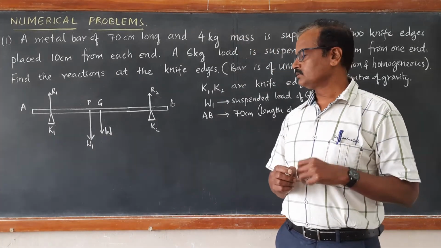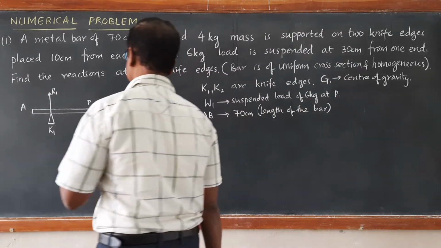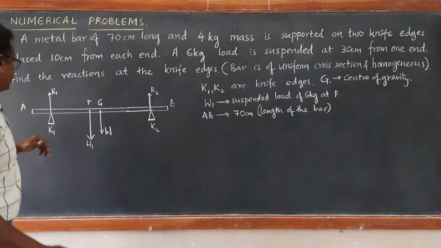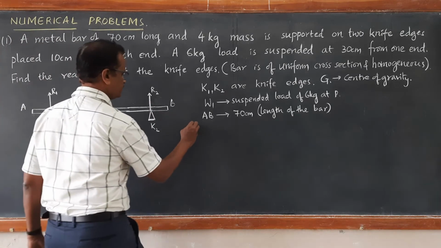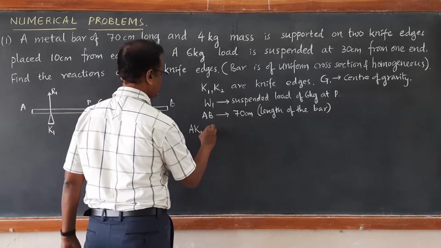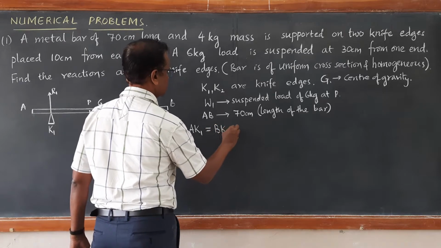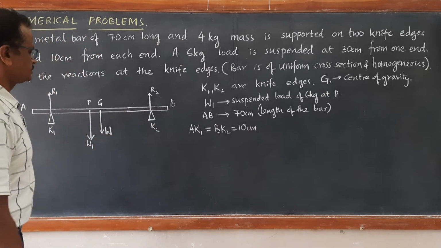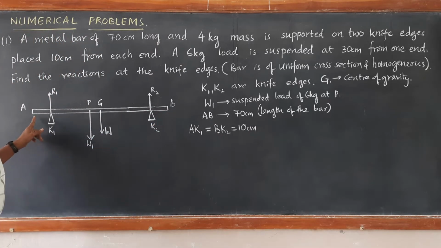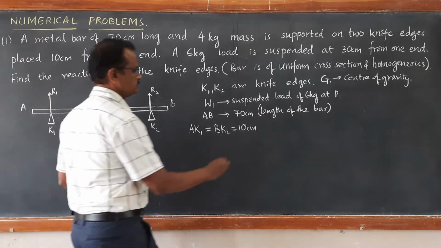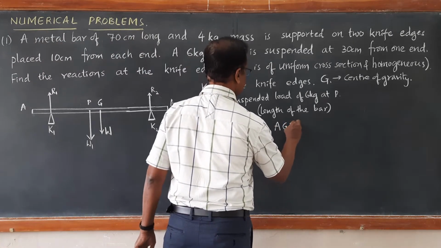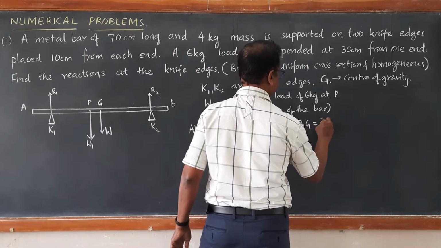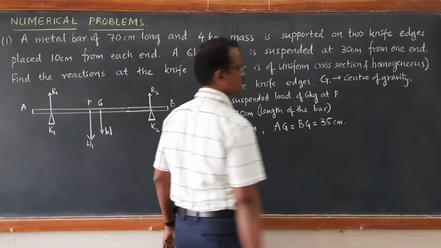Before applying, let us calculate these distances. AK1 and BK2 are 10 centimeter each. Here I will write AK1 equal to BK2, this is given, 10 centimeter from the ends. Then AG is equal to BG is equal to 35 centimeter.